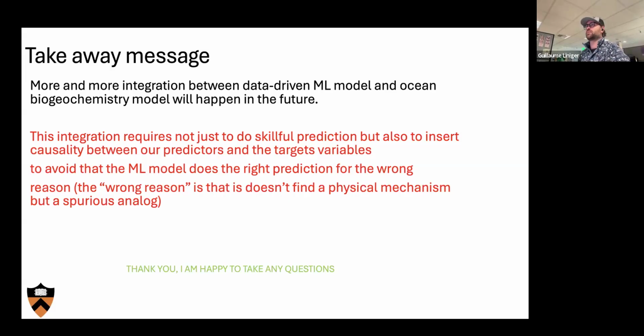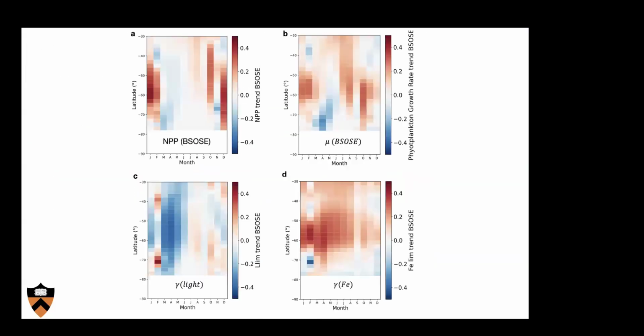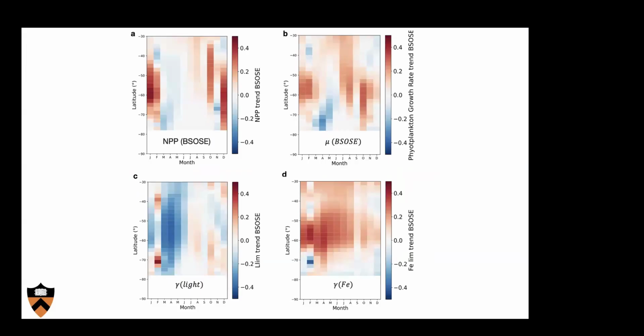Super neat work. I had a question regarding one of your slides when you showed these Hovmöller plots of NPP, light growth, and iron limitation. This one. So that's for the entire Southern Ocean, right? Yes, for the entire Southern Ocean, the surface in this case.